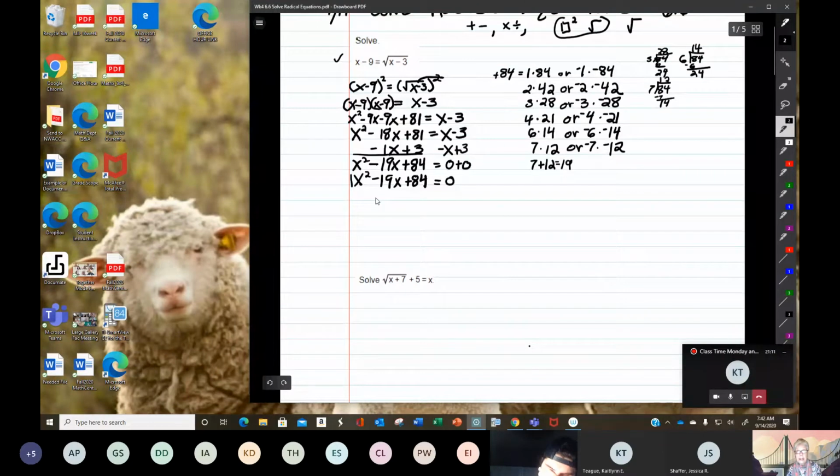Which is almost the answer. I need a negative 19. But when you add numbers that have the same sign, you get the same sign on your answer when you're adding. So negative 7 plus negative 12 is going to equal negative 19. So now I know this is the factor pair I want right here.